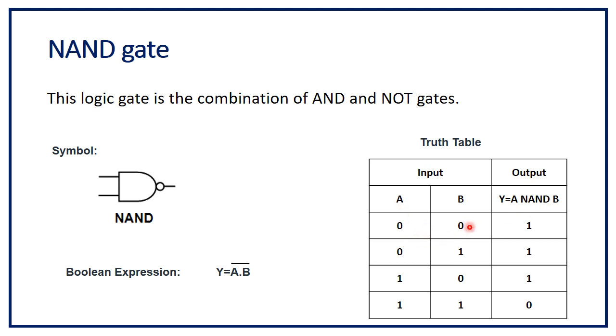If A is 0, B is 0, then your output will be 1, because it will be A into B, 0 into 0, 0, and its complement is 1. Next, 0 into 1 is 0, and its complement is 1. 1 into 0 is 0, and its complement is 1. For the last case, 1 into 1, its product is 1 and its complement is 0. So in the case of the NAND gate, if all inputs are 1, then your output will be 0. Otherwise, it will be 1.